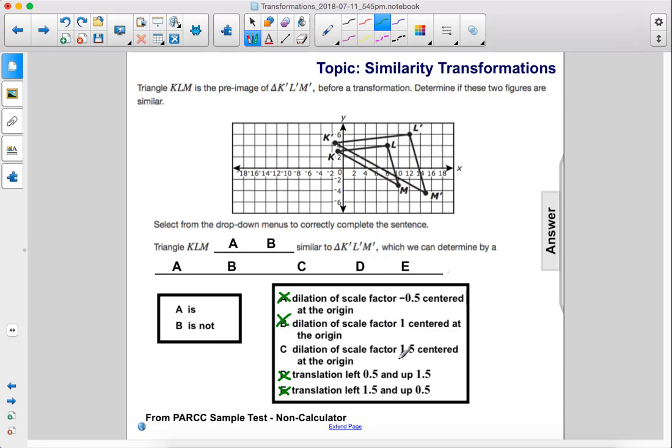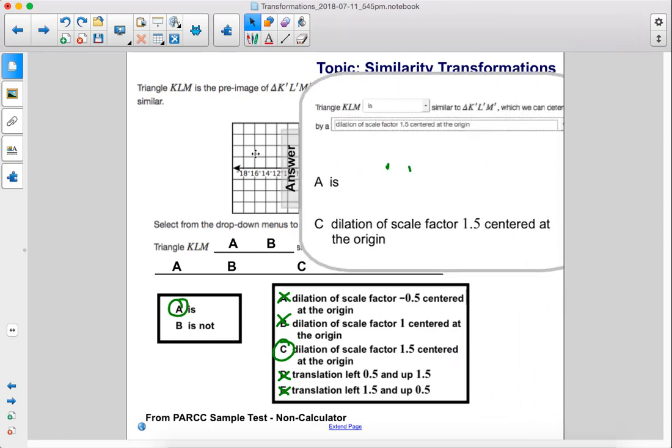So we're dealing with a scale factor of 1.5 centered at the origin, and they are similar because this does work. So for example, this triangle has a point at 8, and this point L prime is at 12. So 8 times 1.5 does give you 12. So yes, these are similar triangles with a dilation of scale factor 1.5 centered at the origin. A and C.